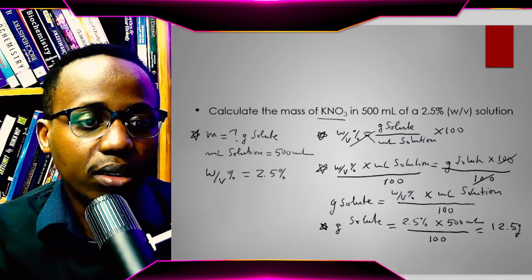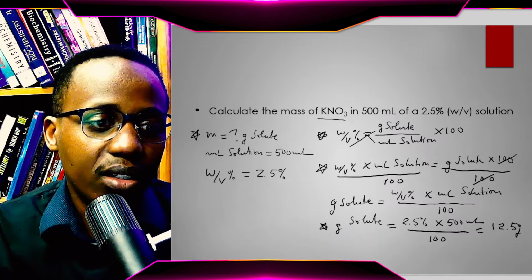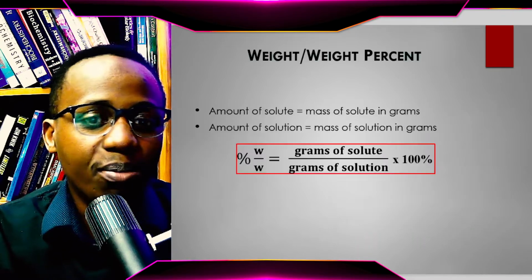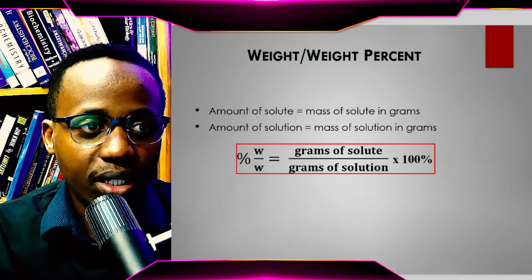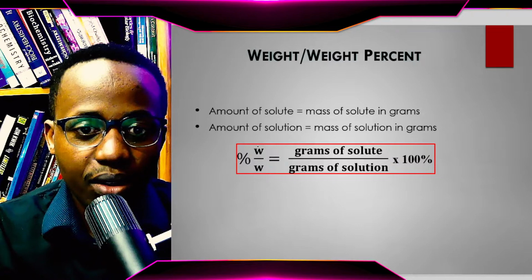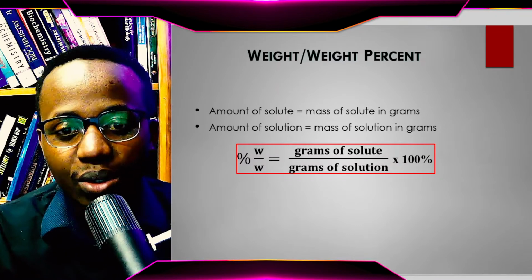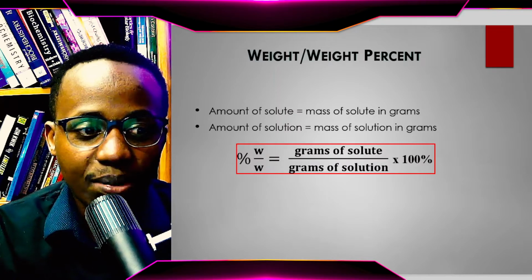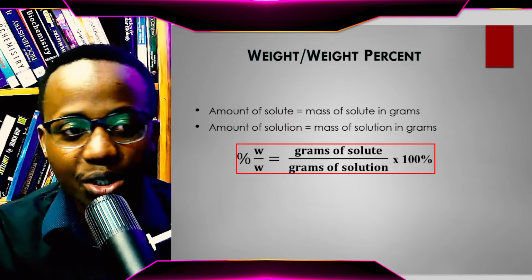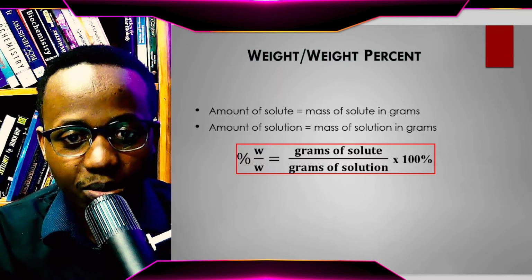All right, so that's weight per volume percent. Sometimes you're gonna have weight per weight percent, and the only difference is that we're going to have grams of solute over grams of solution times 100. So instead of milliliters of solution, it's grams of solution times 100, right? And that should be fine. You should still be able to do it, no problem.